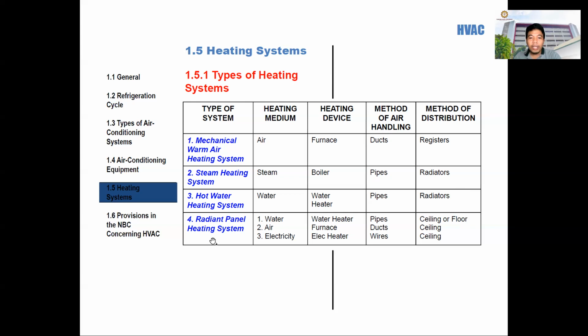And then for the radiant panel heating system, the heating medium is water, air, and electricity. For the heating device, you have the water heater, furnace, and electric heaters. For the method of handling, you have pipes for water, ducts for air, and wires for electricity. For water, the method of distribution is ceilings or floors. And then for air, you have ceilings, and for electricity, ceilings.